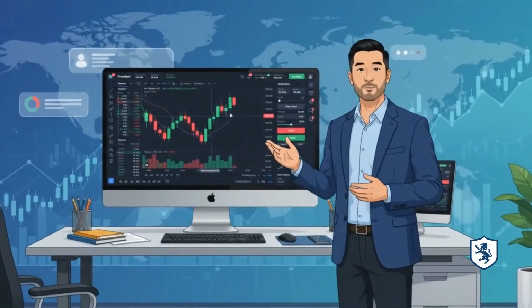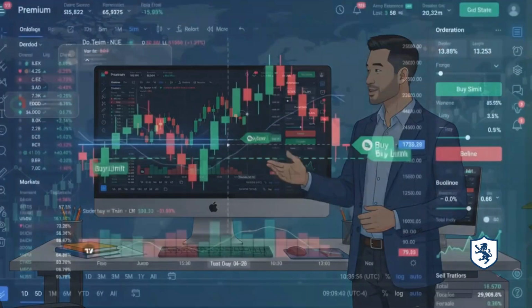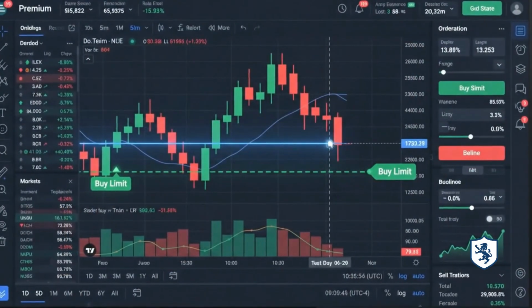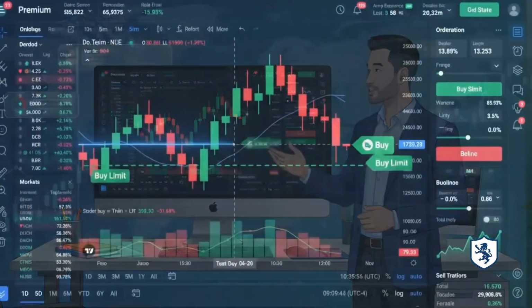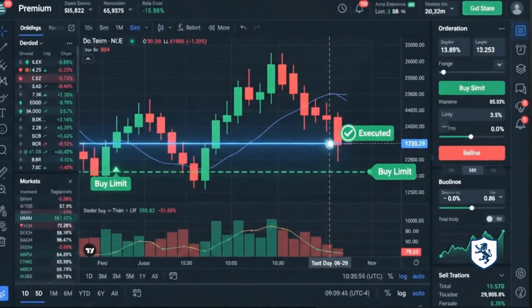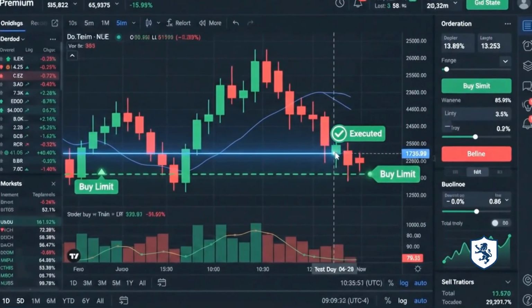A buy limit is a predefined price set by a trader when they wish to buy an asset at a lower price in the future.